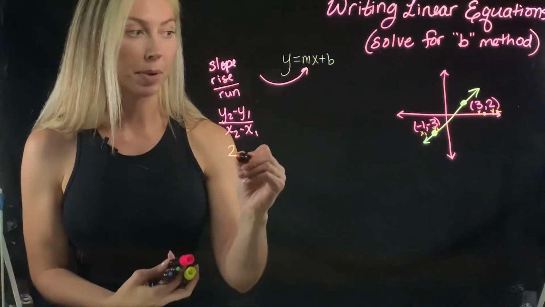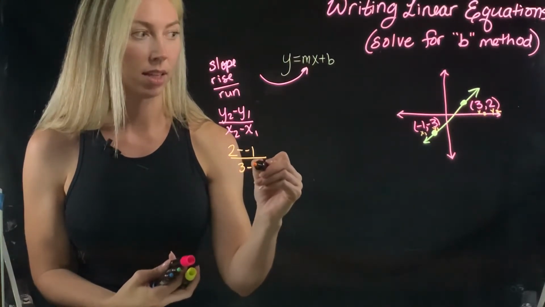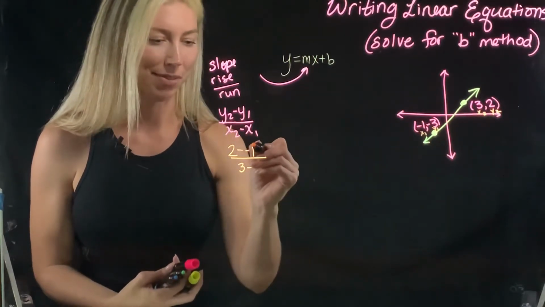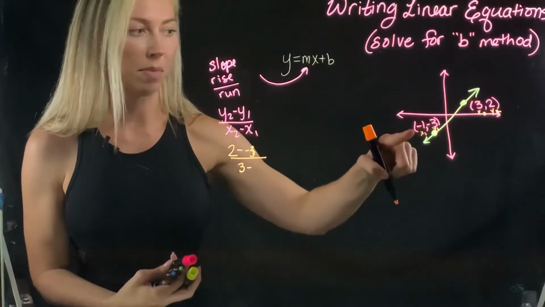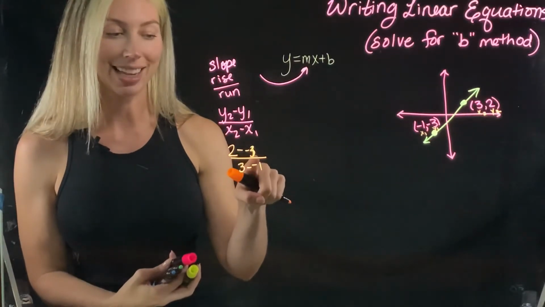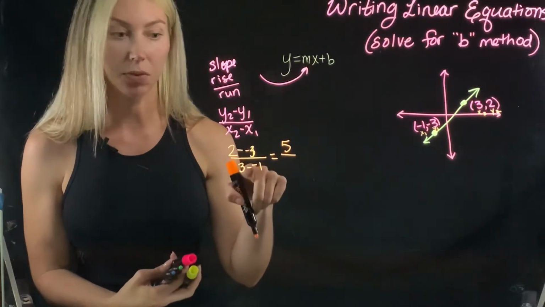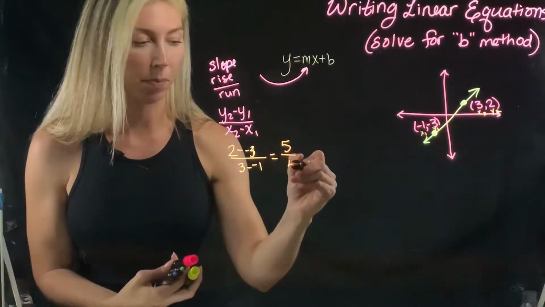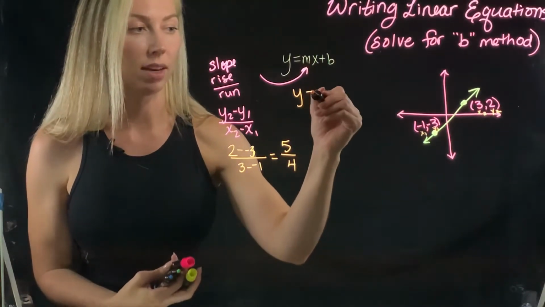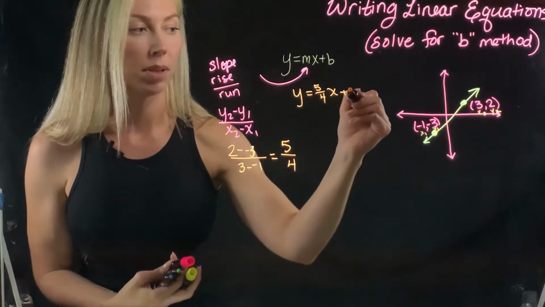So I can start it up by doing 2 minus -1 over 3 minus -1. Sorry, 2 minus -3 and 3 minus -1. So if I go through and do that, 2 minus -3 is actually 2 plus 3, which is 5, and 3 minus -1 is 3 plus 1, which is 4. So this is going to be my slope. So I can even go in there and start by writing that as my next step. So it's going to be y equals 5 over 4x plus b.